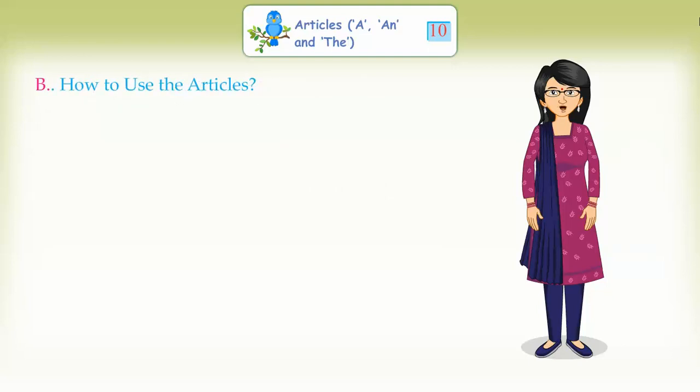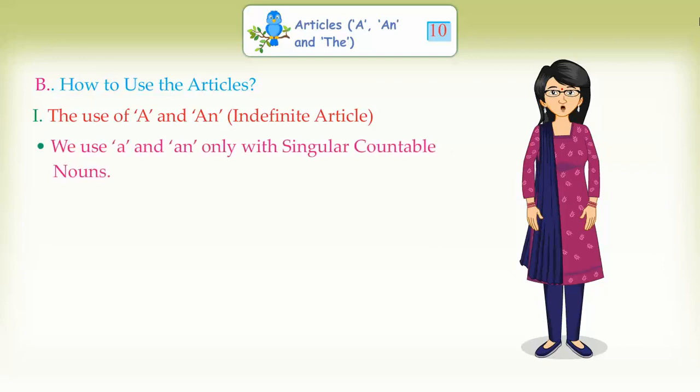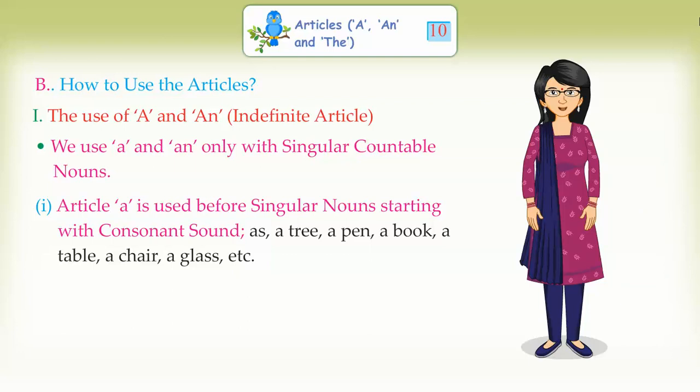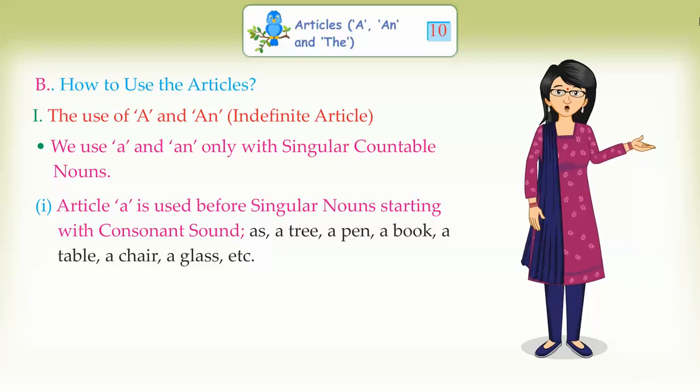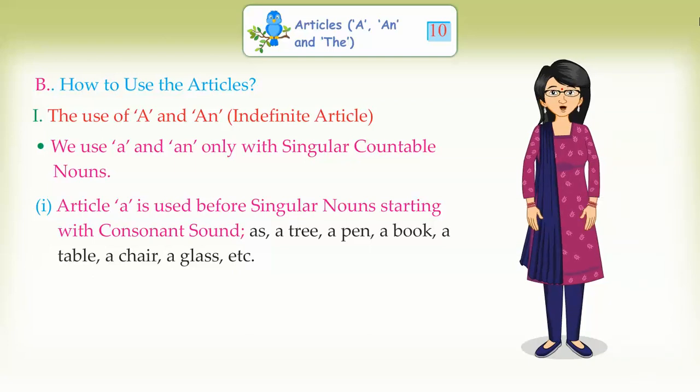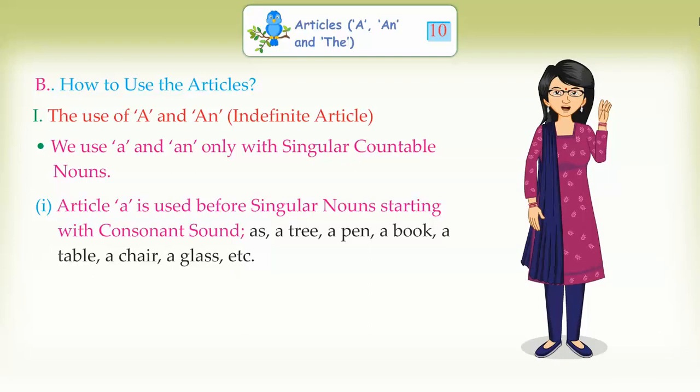How to use the articles? The use of a and an, indefinite article. We use a and an only with singular countable nouns. Article a is used before singular nouns starting with a consonant sound, as a tree, a pen, a book, a table, a chair, a glass, etc.